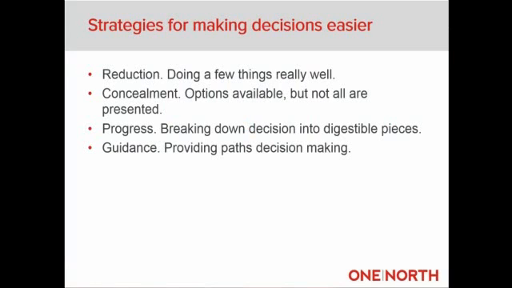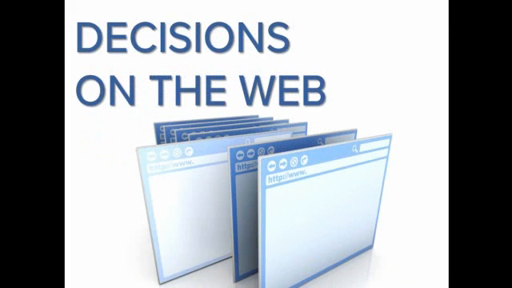That's the thing that we do on the One North strategy team a lot, is we draw inspiration from everywhere. And so we look at the options of reducing or focus, concealing, breaking decisions into a progressive chain, and guidance. These are all good strategies for how we make decisions easier. And so we take that inspiration, and then we'll look at what that means on the web. And that's why people are here. They want to hear about what this means for the web.